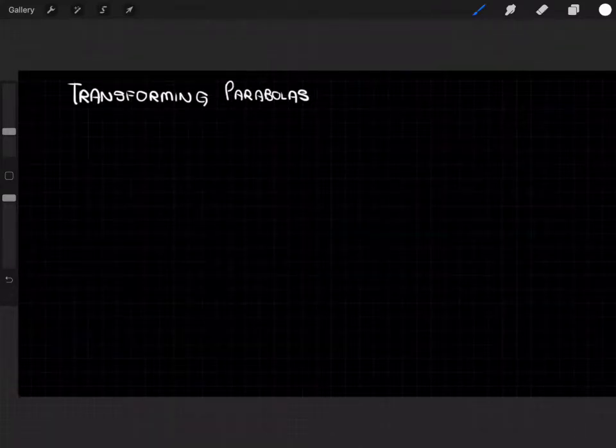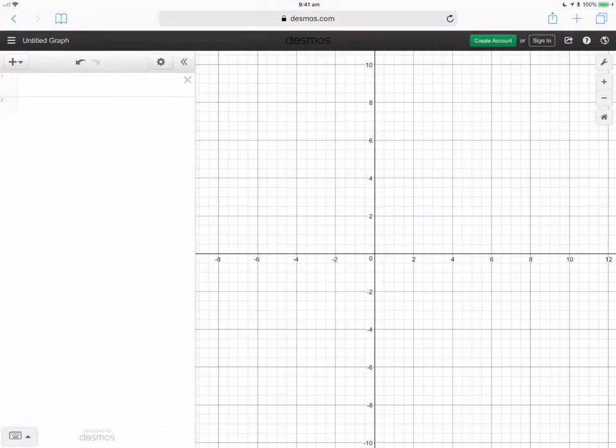Okay, let's now have a look at transforming parabolas. Transforming a parabola means shifting the parabola either up, down, left or right, or changing the shape of the parabola. Okay, so to do this we're going to use Desmos to get a better feeling for what we can do here. So we'll switch over to Desmos.